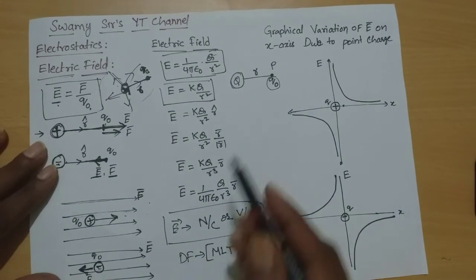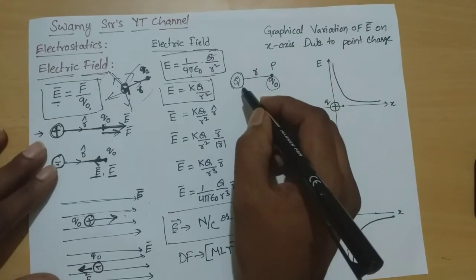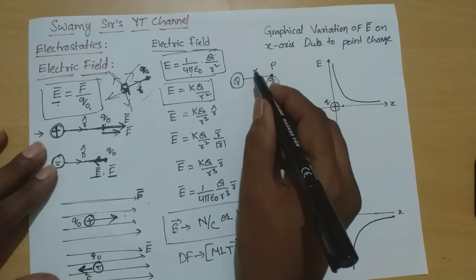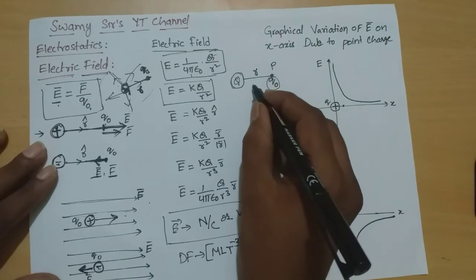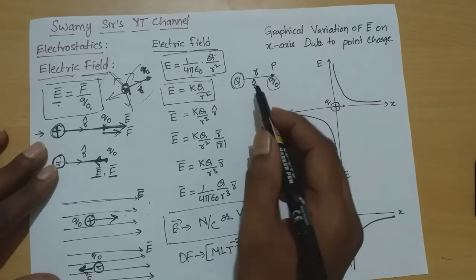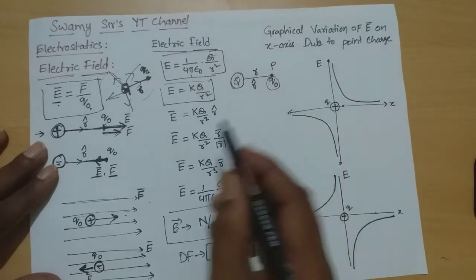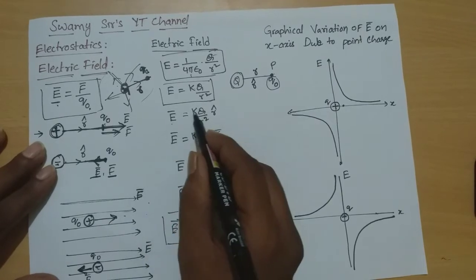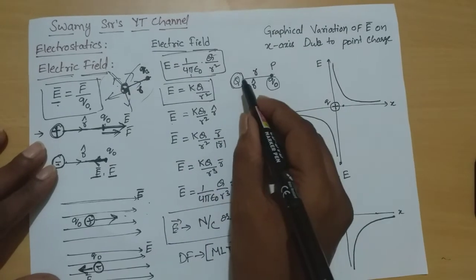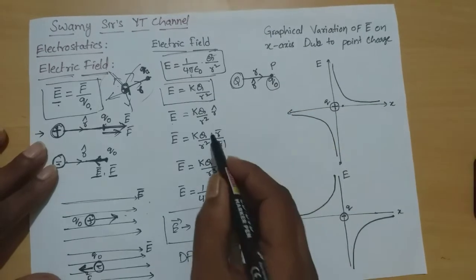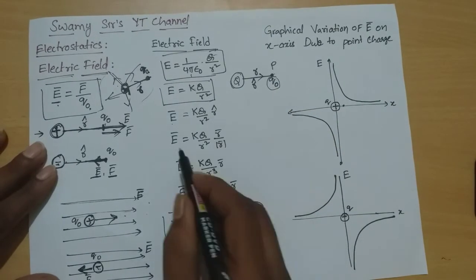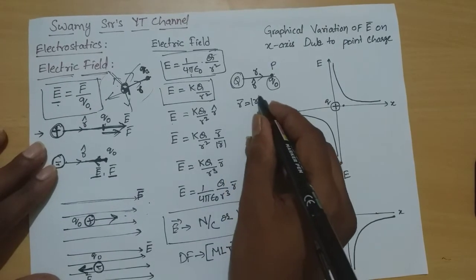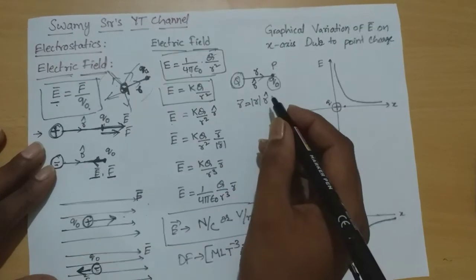Now to find the direction: the distance from the source charge to the test charge where we want to find the electric field is r. In this direction we have to assume the unit vector r cap. This will give the direction of the electric field. Now in vector form I am going to write the electric field: E bar equal to kq by r square into r cap, where the unit vector r cap gives the direction. So a vector has magnitude and direction, and the direction is indicated by the unit vector.